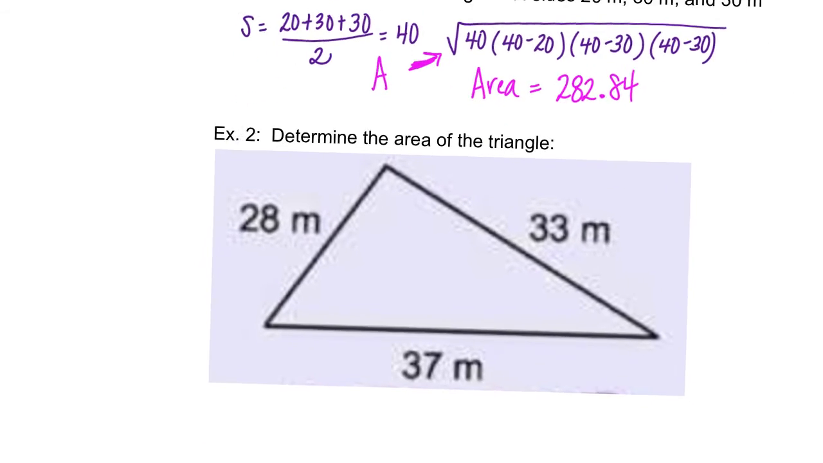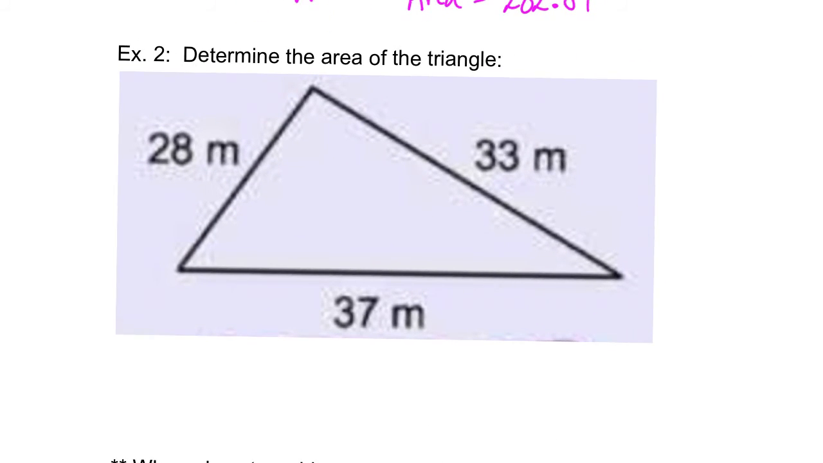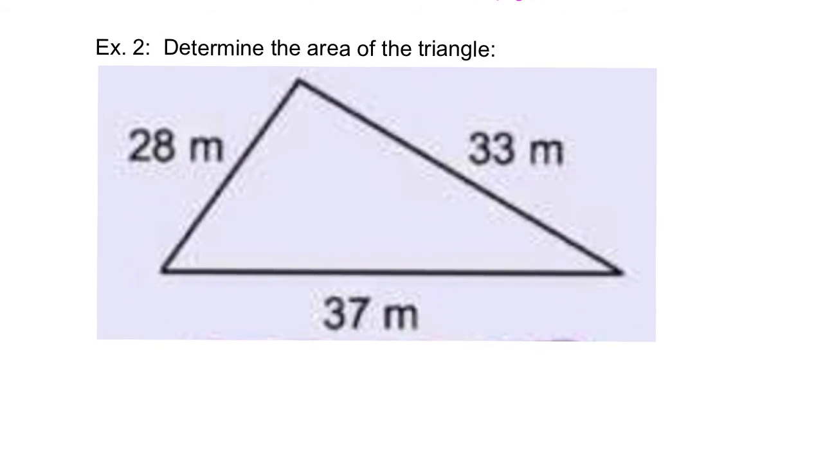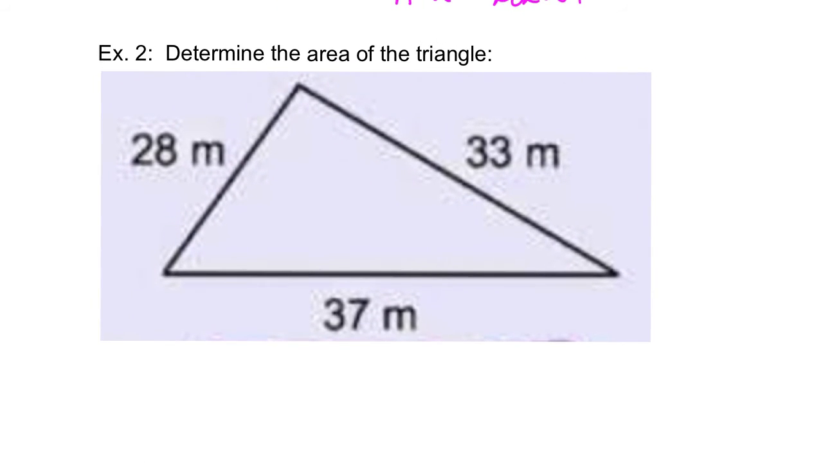All right, here's one for us. Determine the area of a triangle. A lot of times we use this area formula when we have oblique triangles. And oblique triangles mean that we have triangles that do not have a right angle. A right angle is easy because we could take 1/2 base times height.